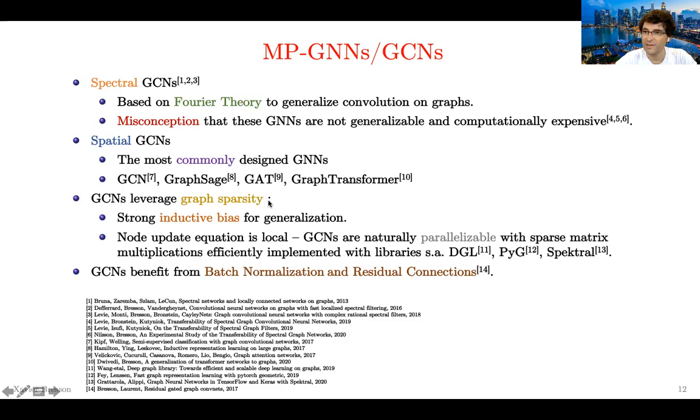GCN leverage graph sparsity, which is a very important inductive bias when you want to generalize to new graphs. The node update equation is local, which means that, like traditional convnets, you can parallelize the operation. But here you need to consider sparse matrix multiplication, so you need some specialized library like DGL, PyTorch Geometric, or Spektral. Finally, GCN benefit from batch normalization and residual connection.